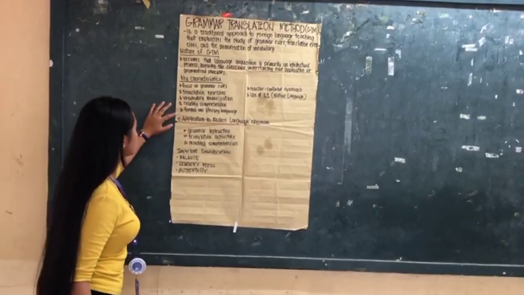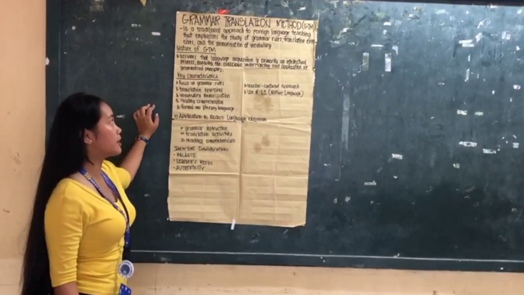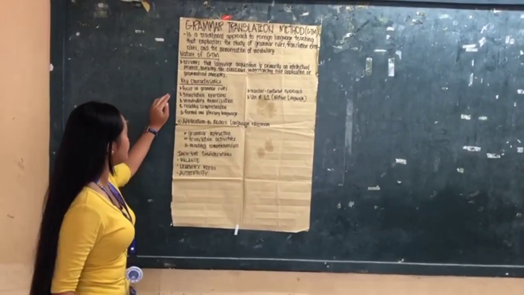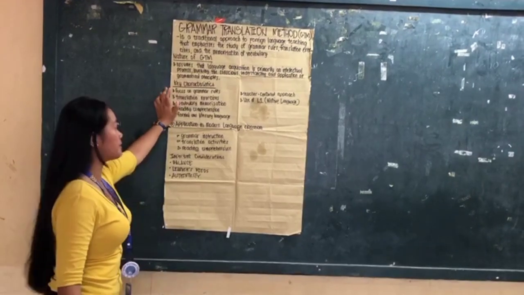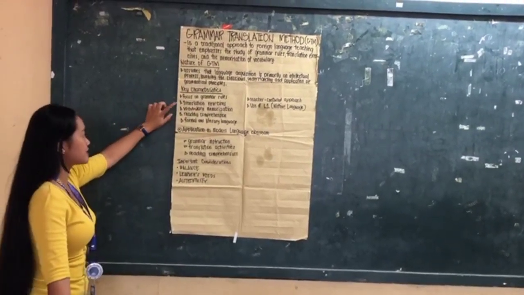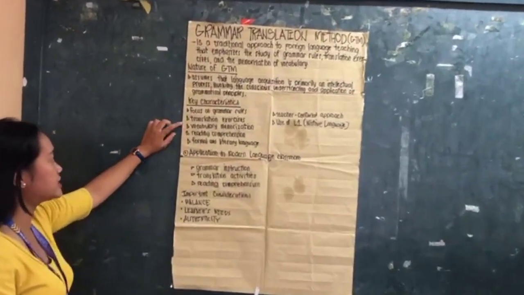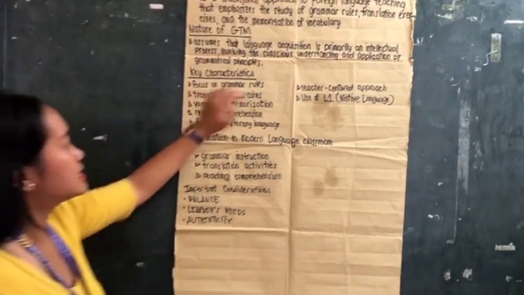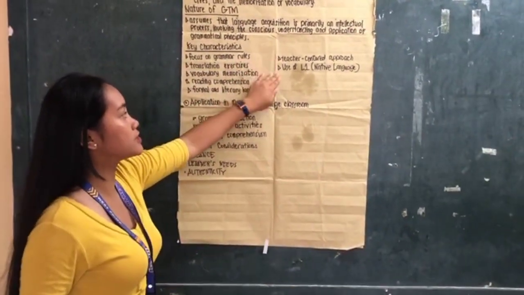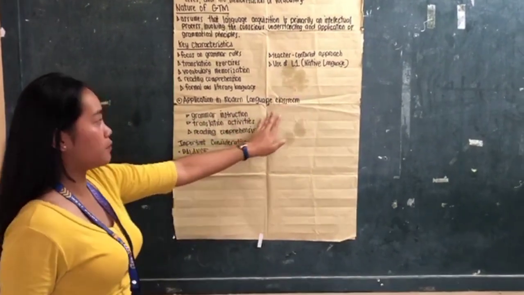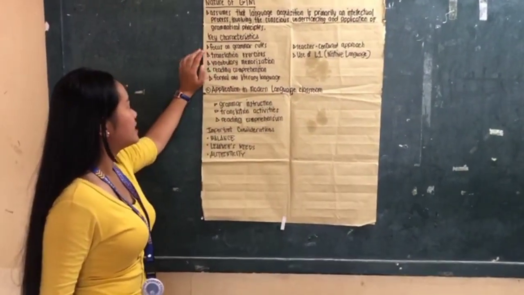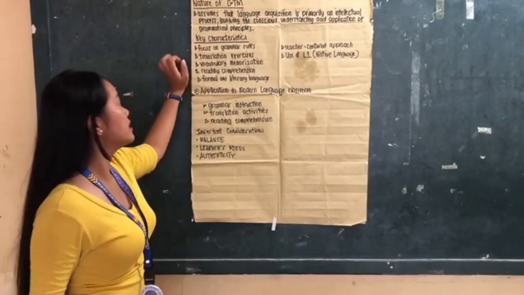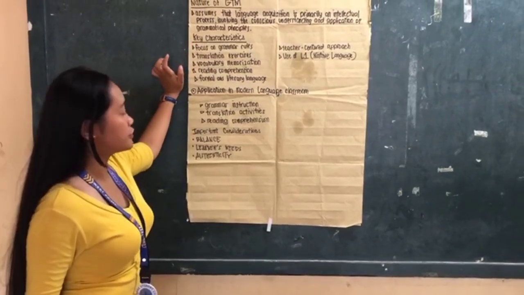So we have here different key characteristics of the grammar translation method. We have it focuses on grammar rules, translation exercises, vocabulary memorization, reading comprehension, formal and literary language, teacher-centered approach, and the use of native language or the L1. So first, let's tackle what is focus on grammar rules.